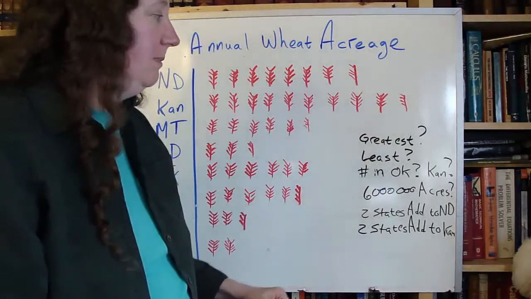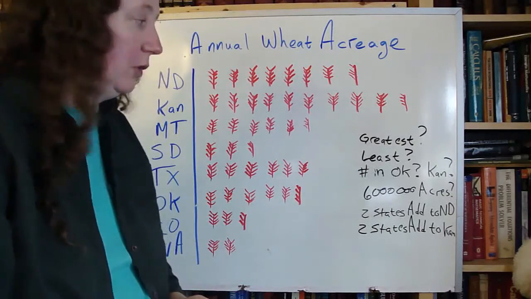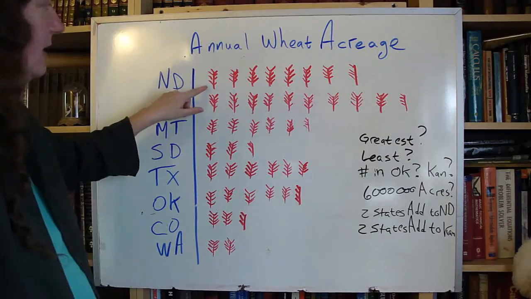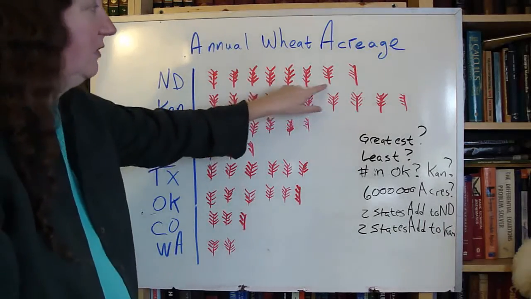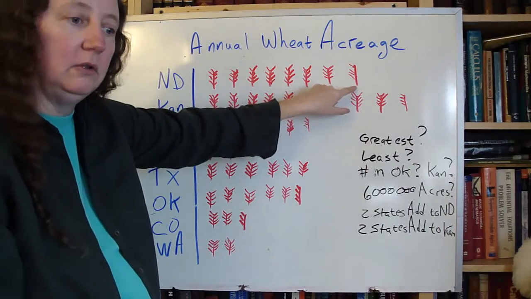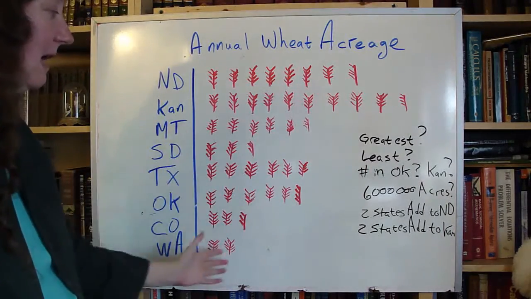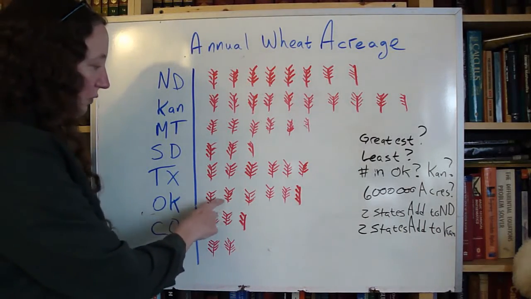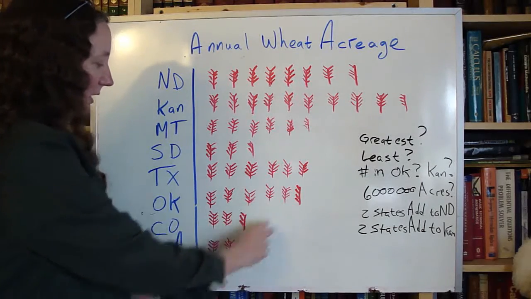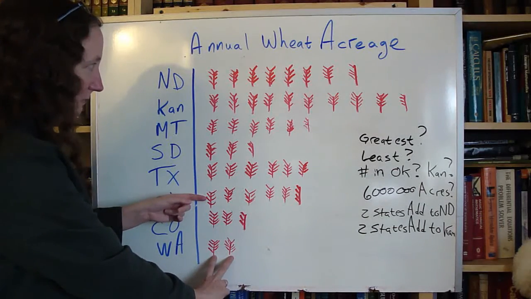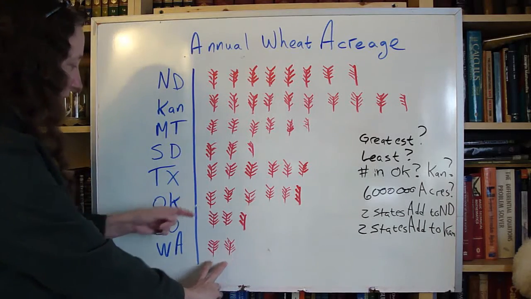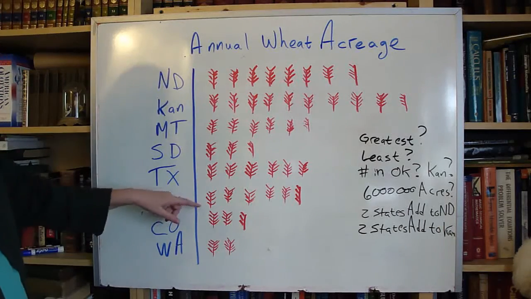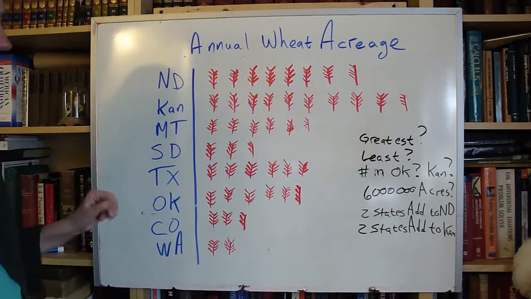Which 2 states add up to the same number of acres as North Dakota? Well, that's just basic math then, because we found out 1, 2, 3, 4, 5, 6, 7.5 million acres. So we have to have 7.5 of these tassels. So 1, 2, 3, 4, 5.5, and then 2 there. So that gives us Oklahoma and Washington. Add it together, gives us the same number as North Dakota.